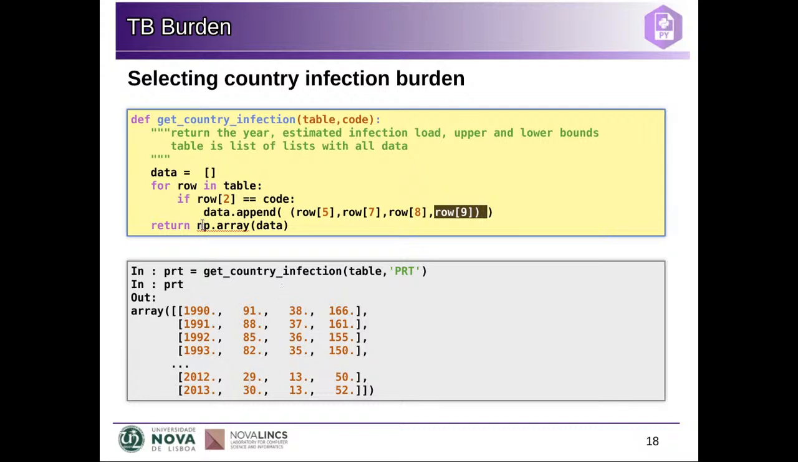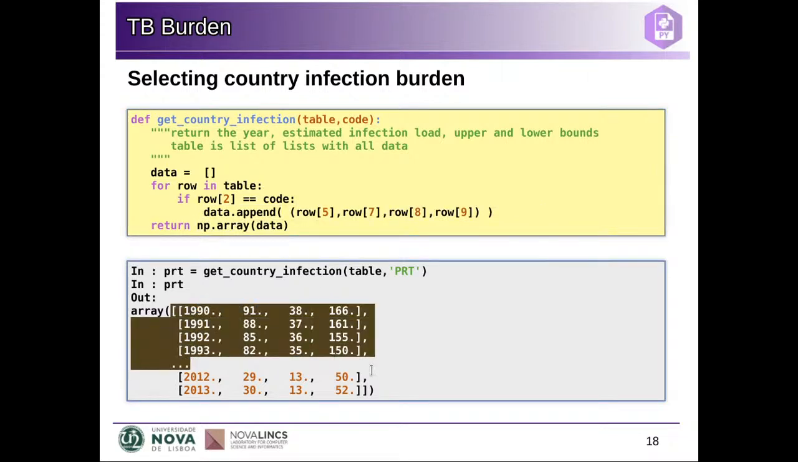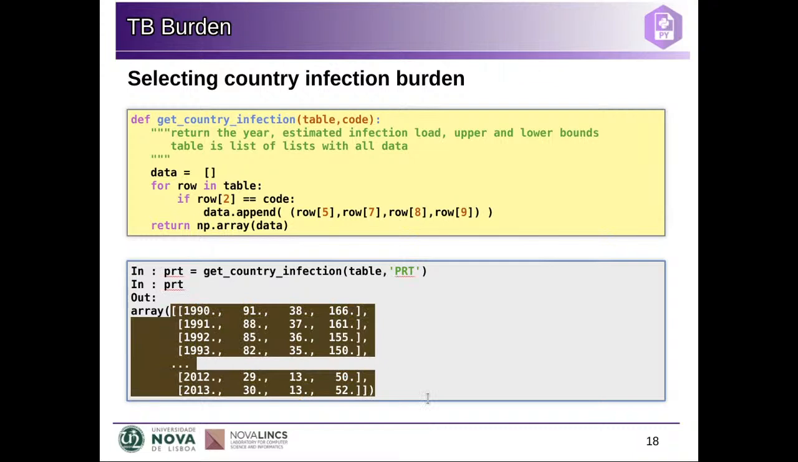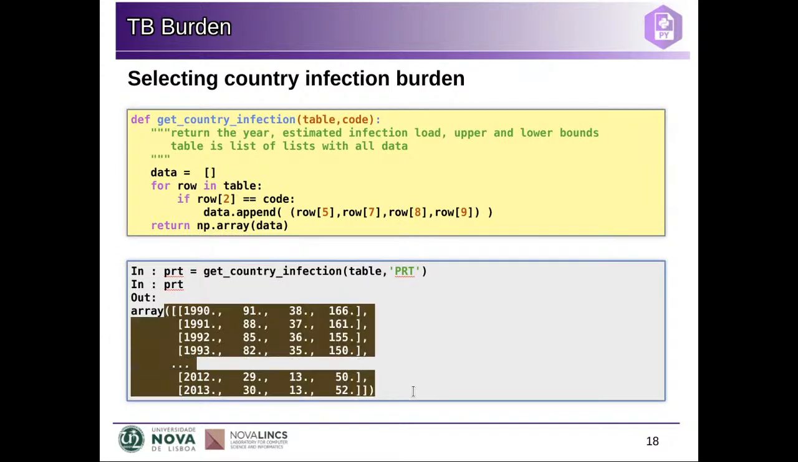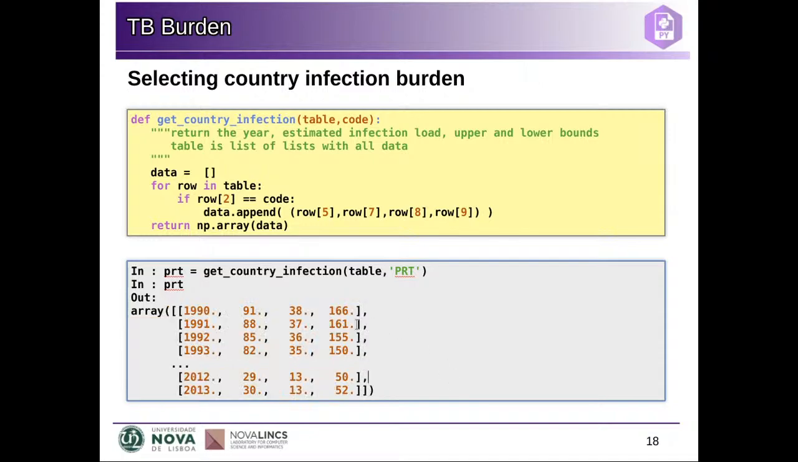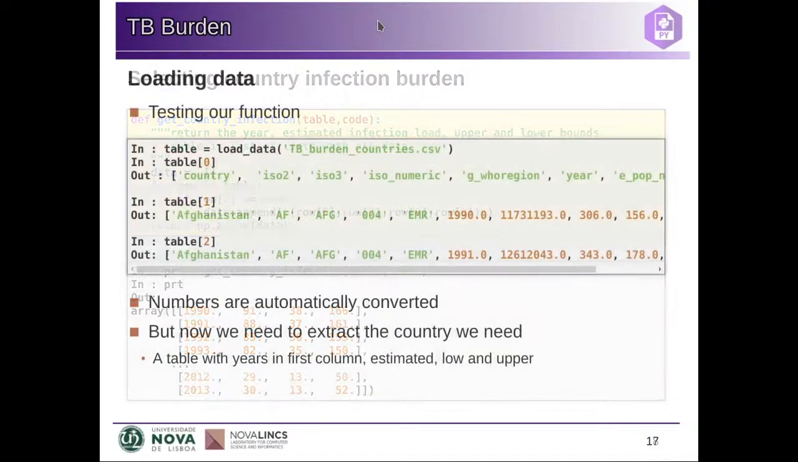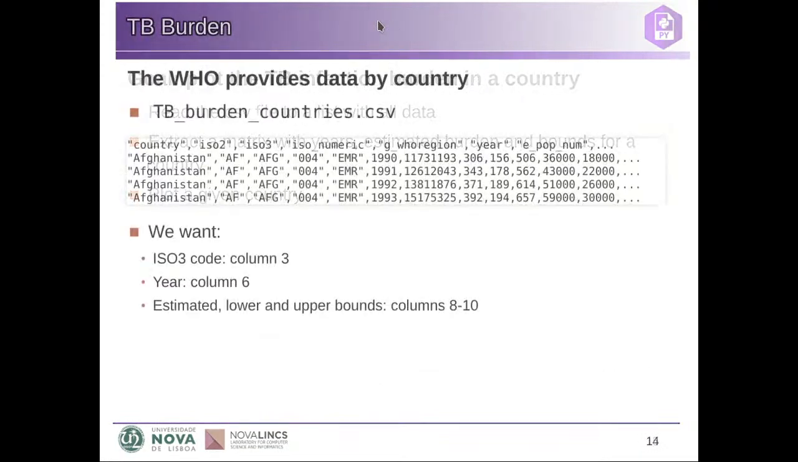And now we can convert this list of tuples at the end into a NumPy array so that we have this in a matrix, and this is quite useful now to extract rows, columns, whatever we need. So we can test this function. Let's get the data for Portugal, and we have the matrix here with the data for Portugal extracted from this table, which contains the data for all the countries, at least that the World Health Organization provides.